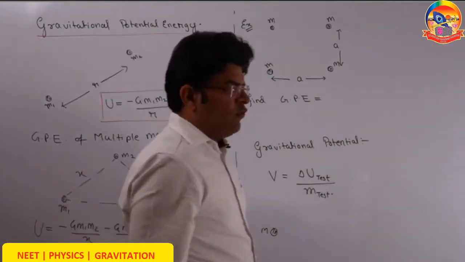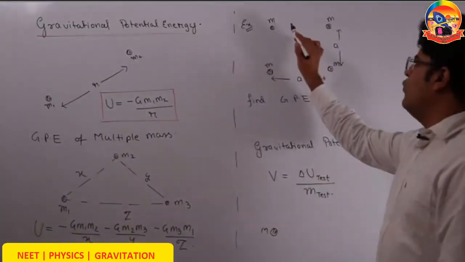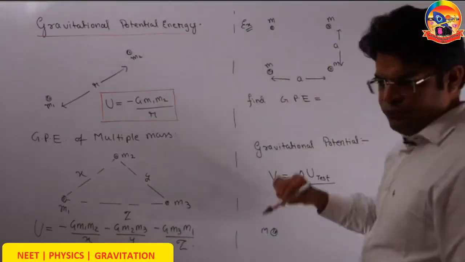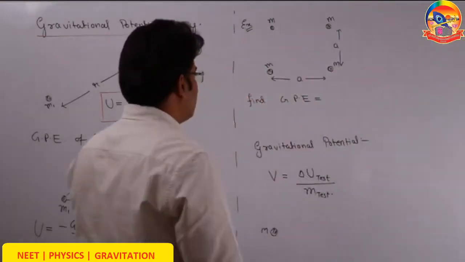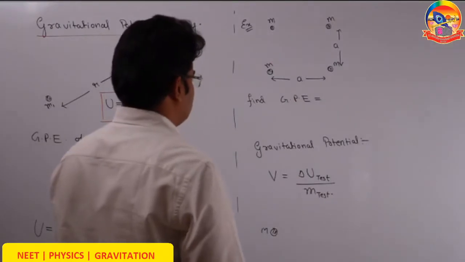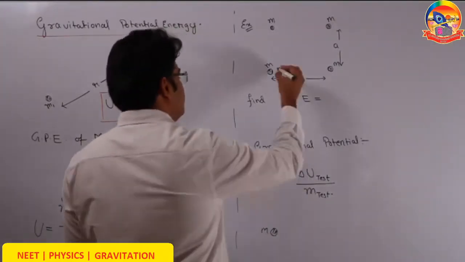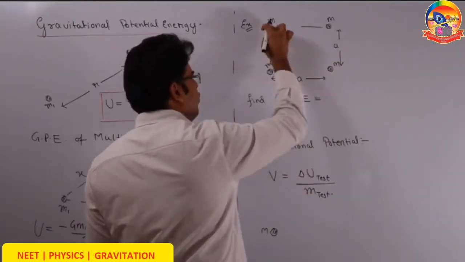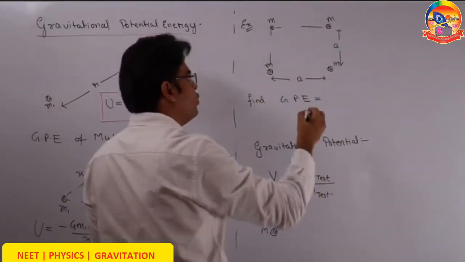So, a question for practice. Let's say you have four equal masses m at four corners of a square. The question is, what is the gravitational potential energy of this system? For four masses, you will get in totality 6 pairs: first, second, third, fourth, and 2 pairs along the two diagonals.